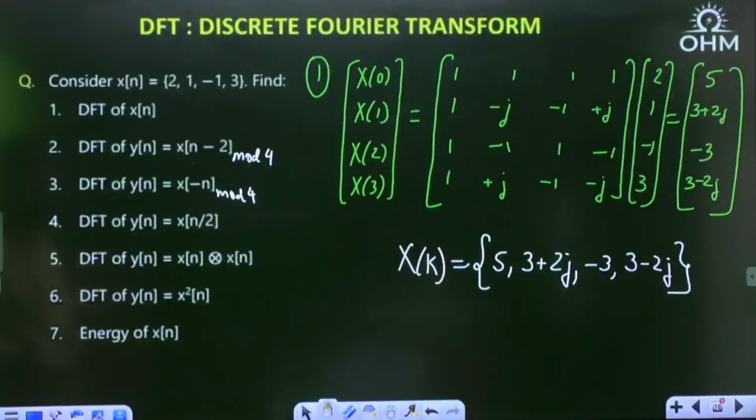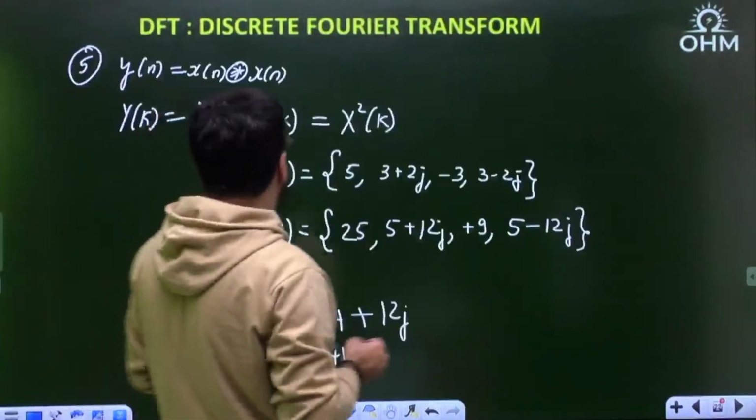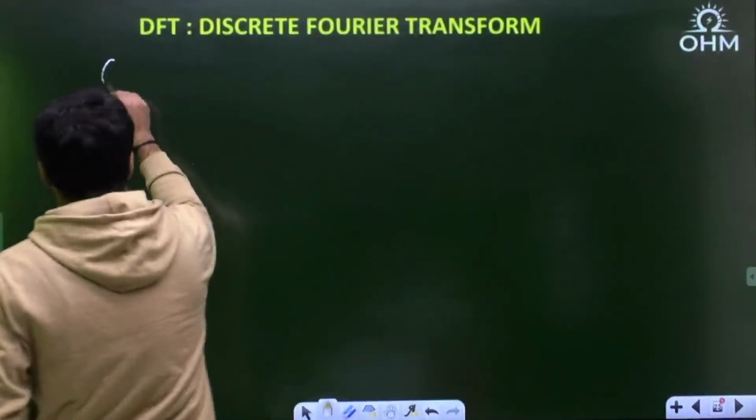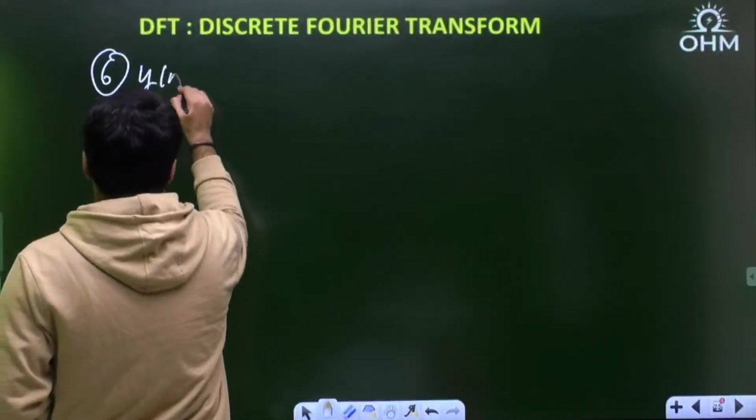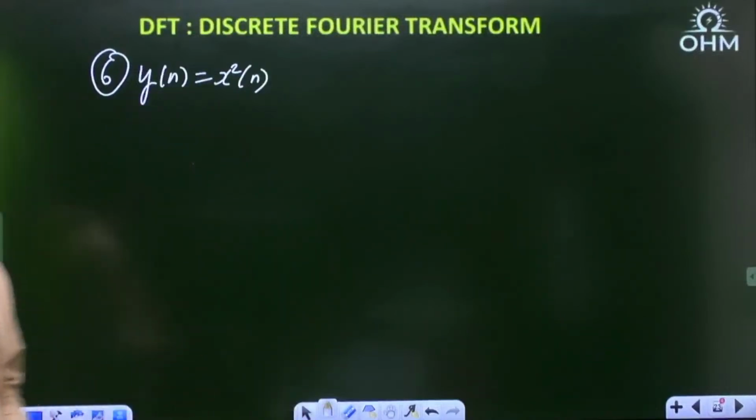Sixth one, DFT of y[n] equal to x squared [n]. Now what is x squared [n]? What is x squared [n]? Number 6. y[n] equal to x squared [n].